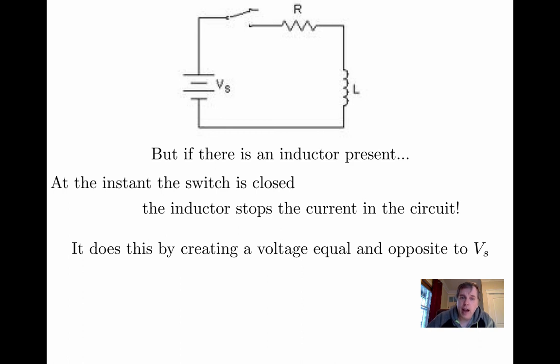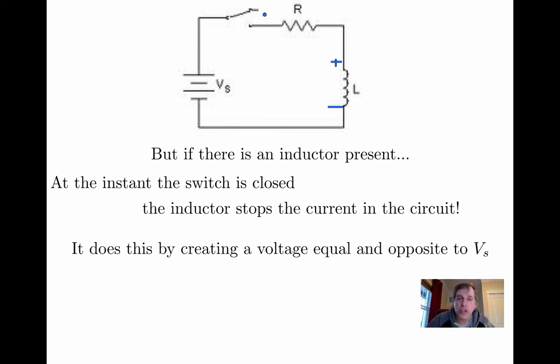How does it do that? Can the inductor stop all the current in the circuit? Well, if there's a Vs here, with this as the positive and this as the negative terminal, the inductor must create a potential exactly opposite to Vs, so equal to Vs with the opposite polarity. So the battery is pushing the positive charges this way with the value Vs, and the inductor, just at t equals 0, is pushing the charges with the same voltage in the opposite direction.